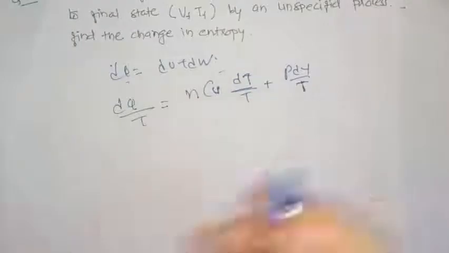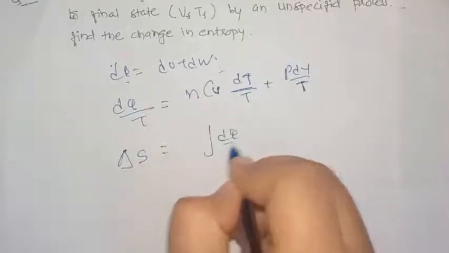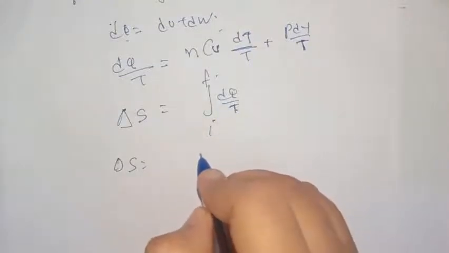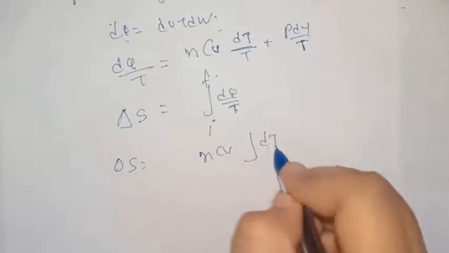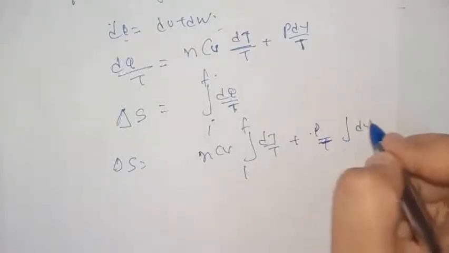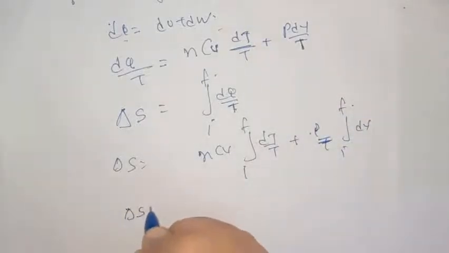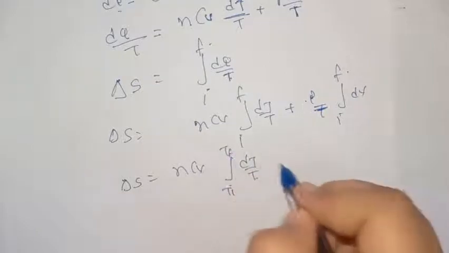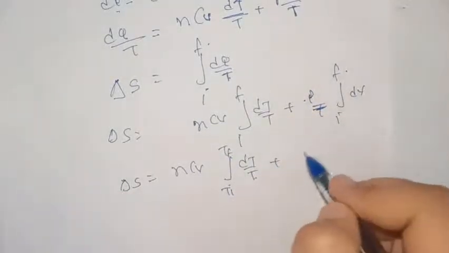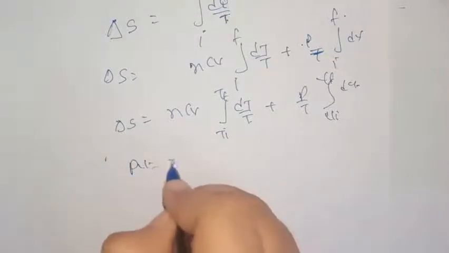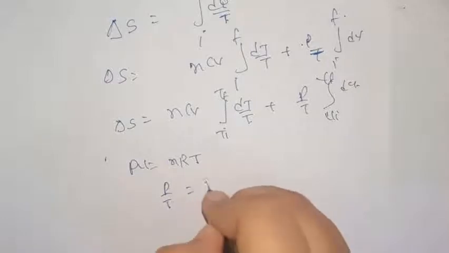Now, change in entropy, delta S, is given by dQ by T from initial state to final state. So dQ by T is given by n Cv integration dT by T from initial to final plus P by T integration dV from initial to final. So delta S will be n Cv dT by T from Ti to Tf plus P by T integration Vi to Vf dV. But PV is equal to nRT, so we can write P by T is equal to nR upon V.